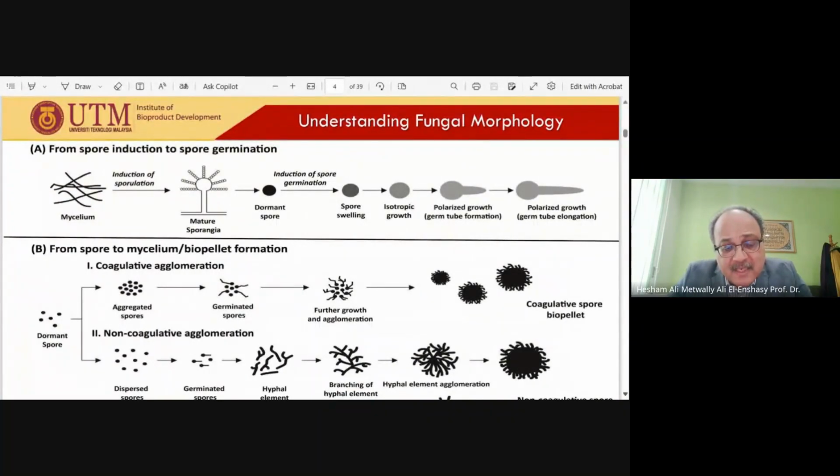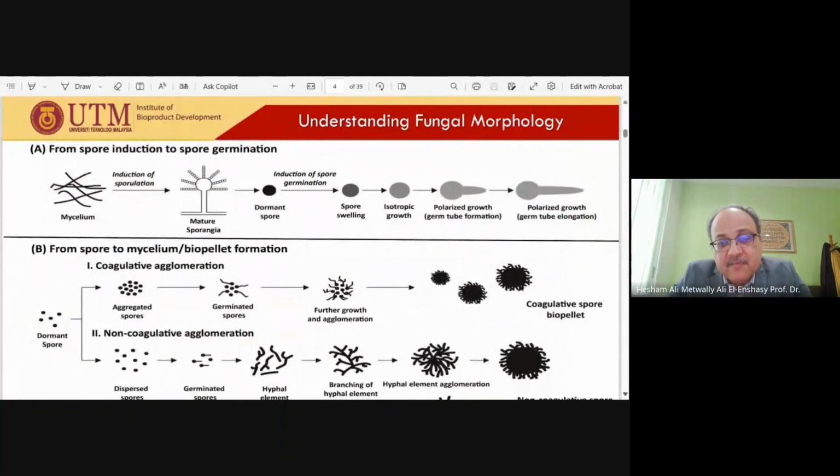When you go from mycelium, I need to induce sporulation. Then I'm going to make a mature sporangia. Then I'm going to produce a dormant spore. Then I need to have another induction of spore germination. And those factors that induce sporulation are completely different from those that induce germination. And then once you have spore swelling, an increment in the radial growth, then we have isotropic growth.